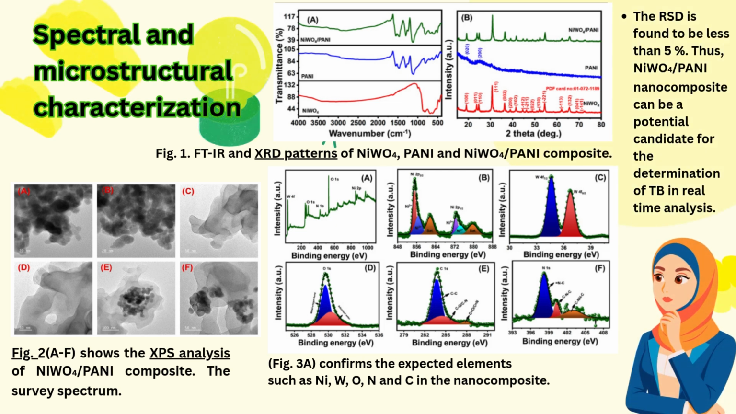Let us analyze the spectral and microstructural characterization by using XRD and XPS. By referring to Figure 1 and Figure 2, Figure 3a confirms that the expected elements are present, such as nickel, tungsten, oxygen, nitrogen, and carbon in the nanocomposite. The relative standard deviation is found to be less than 5%. Thus, the nickel tungstate nanospheres anchored polyaniline nanocomposite can be a potential candidate for the determination of theobromine in real-time analysis.